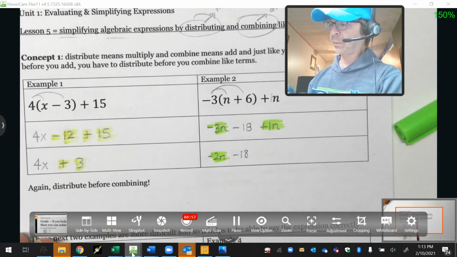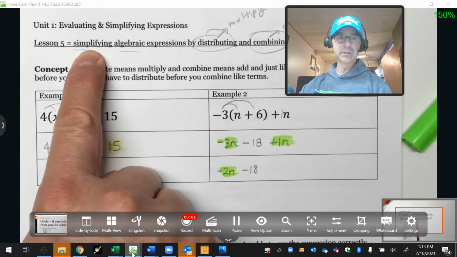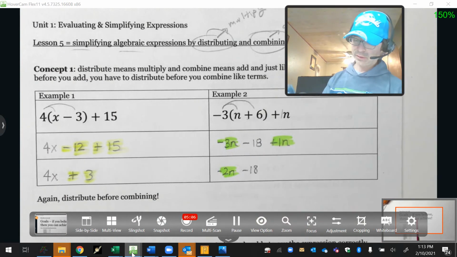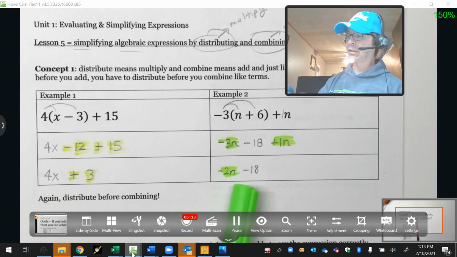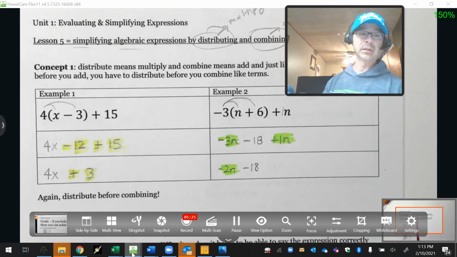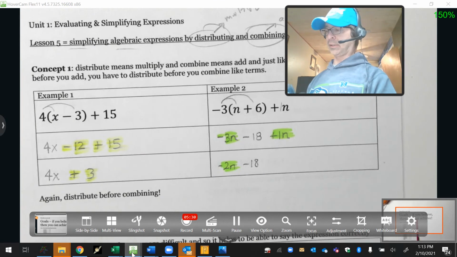So simplify means do as much as you possibly can by following the established rules and procedures. We can't add those two together because they're not like terms. Say it with me, say it louder. Not like terms. Can't add them. 4x plus 3. Not like terms. Can't add them. That's it. These are simplified.